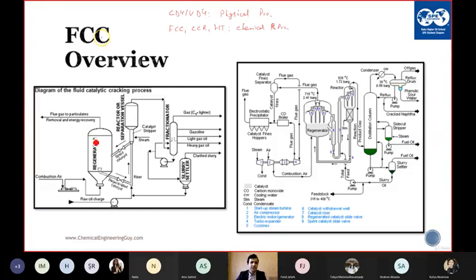Coming back to FCC, we have the raw oil charge, which is VGO, sent to the reactor, and we have the regenerator where the catalyst is regenerated, and then all the product leaves from here, and is sent to the fractionator where we separate gases, gasoline, and light cycle oil LCO and HCO. LCO is diesel, HCO is sent to DCU to produce coke.